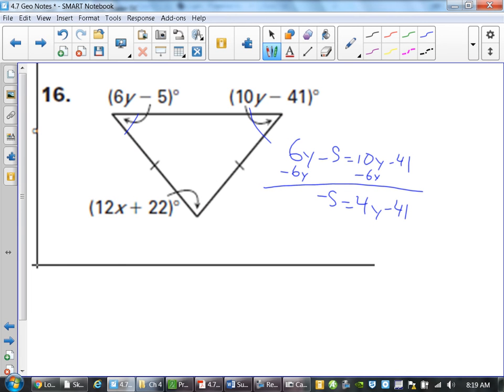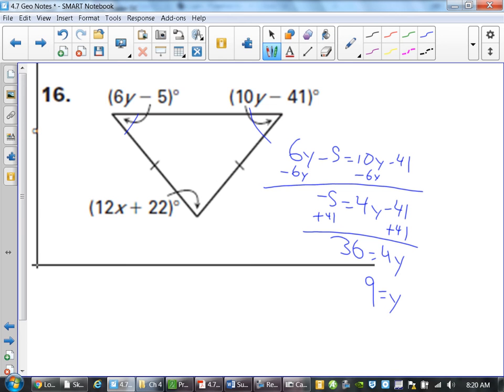Why did you draw a picture? Too slow. I drew a picture. And now what do I do? Add the 41. So you get 9 for y.